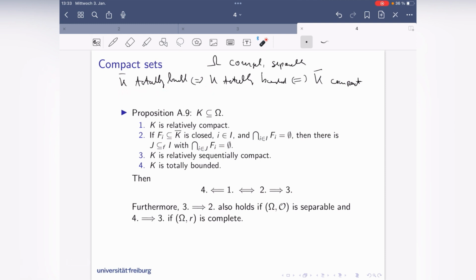So a set K bar is compact if and only if it's totally bounded. And of course K bar is closed, as the closure of K. Which then means K is compact if and only if K equals K bar, so it's closed, and K is totally bounded. So that's the generalization of the thing that you know about subsets of R^d.